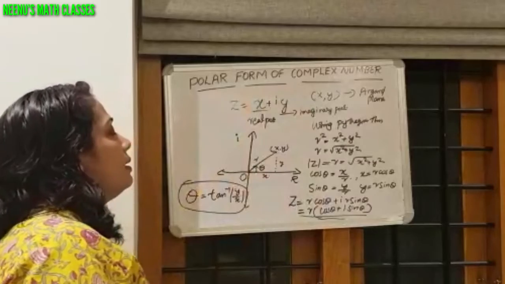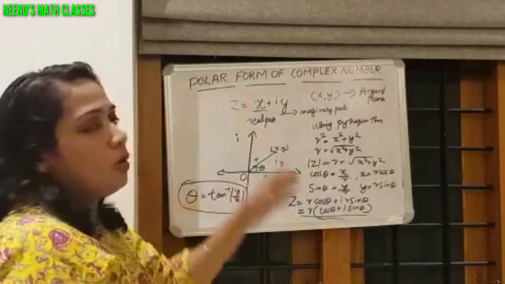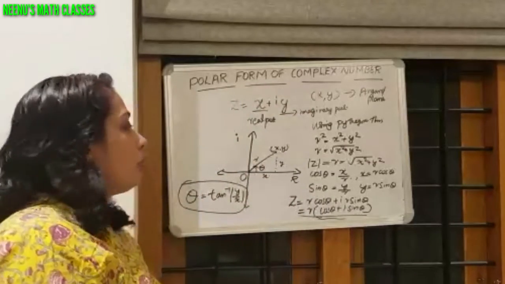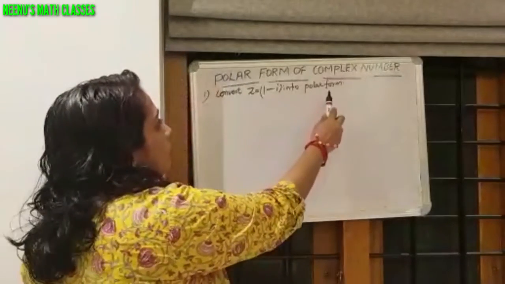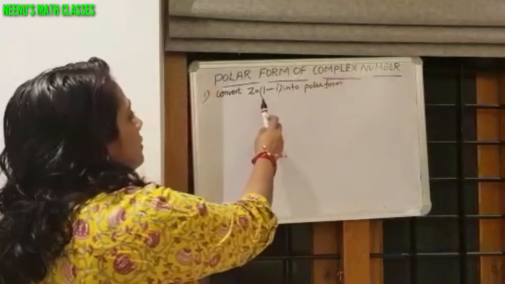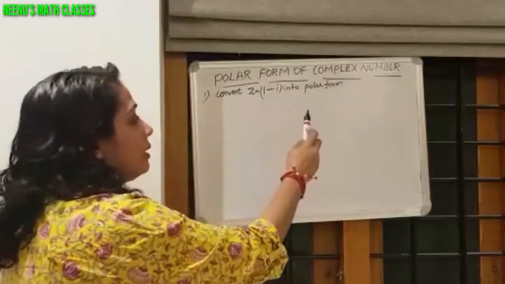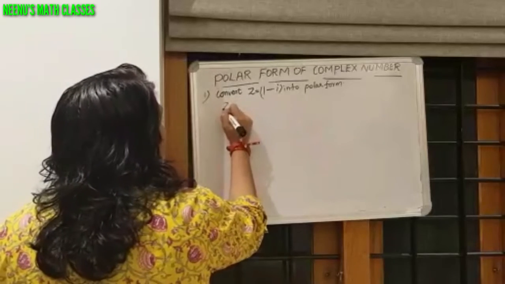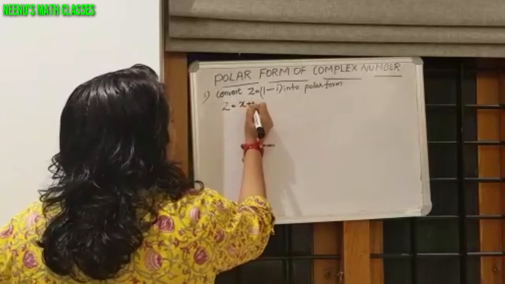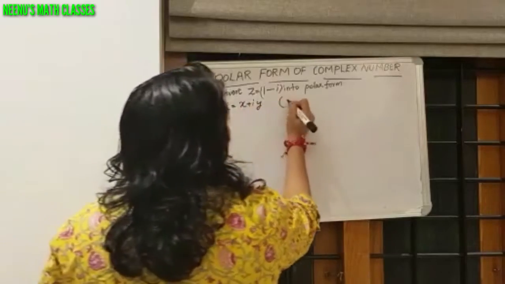Now we want to convert a complex number into polar form. Let's discuss one or two problems. Convert z equal to 1 minus i into polar form. We want to convert this complex number 1 minus i into polar form. First we know that z equal to x plus iy. Here, what are the coordinates?